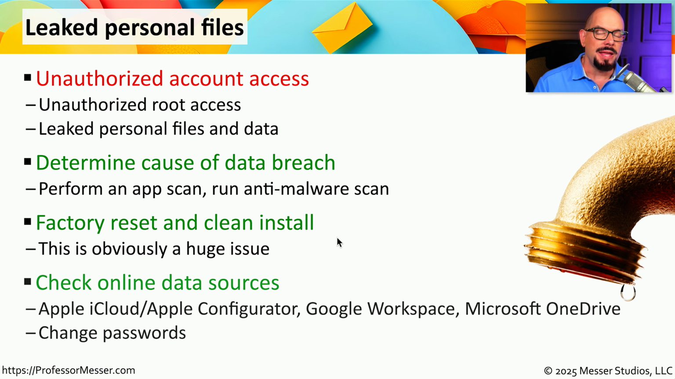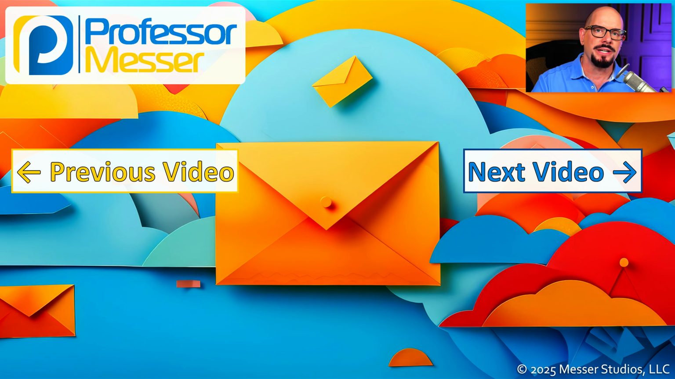And it may be that all of this data that somebody has gathered is not directly from your phone, but is from the cloud-based resources that you use to store this data. So if your data has been breached on the internet, make sure you check your iCloud or Apple Configurator logins, your Google Workspace logins, and change any passwords you may have associated with your Microsoft OneDrive. You might also want to consider adding some multi-factor authentication to any place where you're storing information in the cloud.